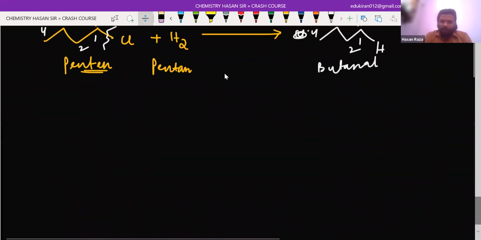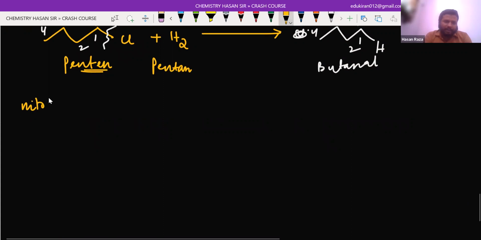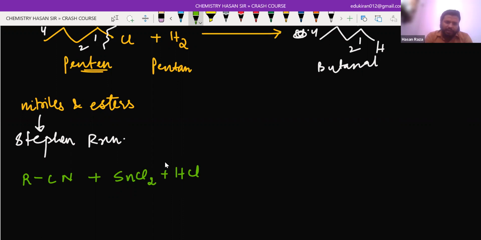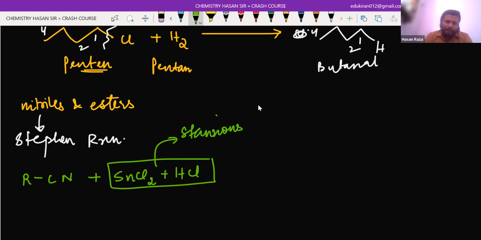Now the next, we are going to prepare from nitriles and esters. So see, this reaction from nitriles is a name reaction, the Stephen reaction. See what will happen. It's very simple. RCN is there, that is nitrile or cyanide. If you are going to react it with stannous chloride, that means SnCl2 in the presence of HCl. This is known as stannous chloride.